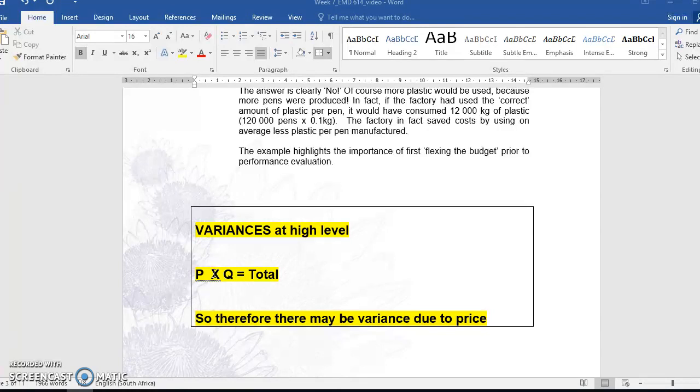it's typically the price that you would pay. So if I take any cost, if I take any manufacturing cost, if I take direct material, it costs me a certain price per kilogram, liter, etc. And I buy a certain quantity of that kilogram, or a certain quantity, and so it's that price multiplied with that quantity that gives me a total.